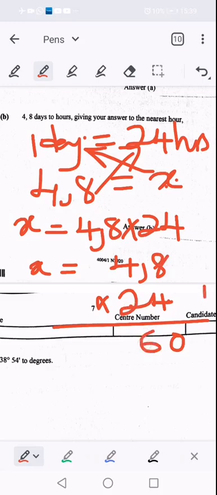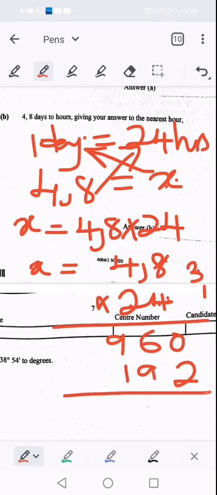16 carry 1. Then 2 times this one, 8 plus this one, 9. Then 4 times 8 is 32. Carry 3 here. Then 4 times this one, 16. 16 plus 3 is 19. Okay? Then we add this one.